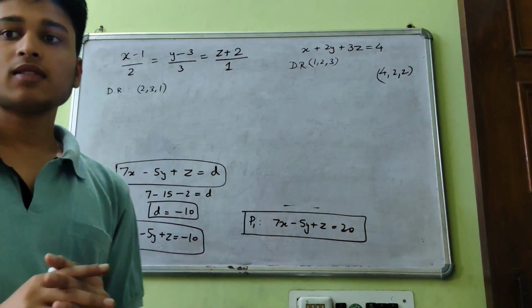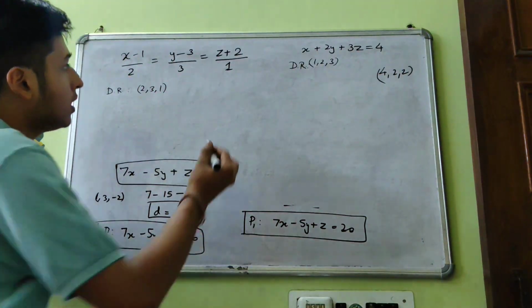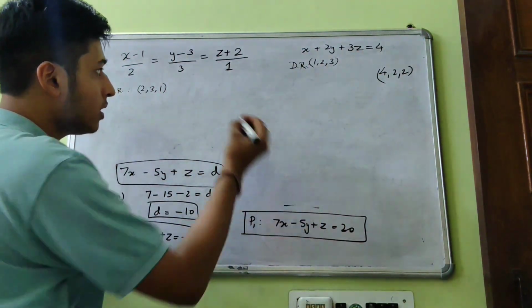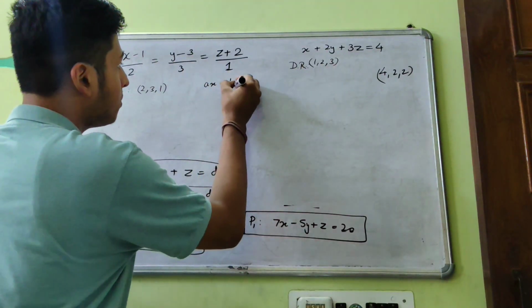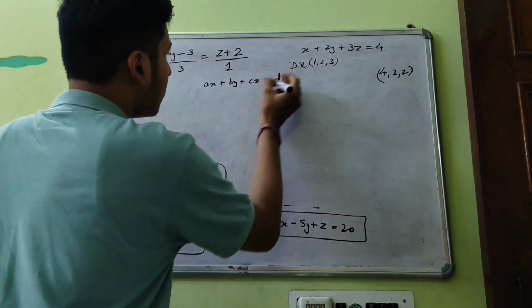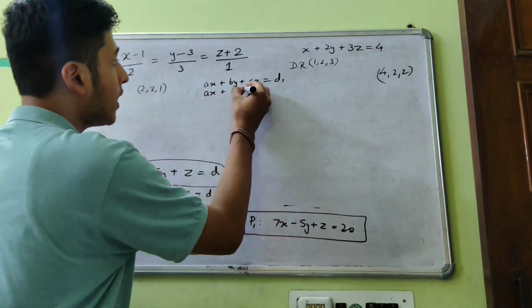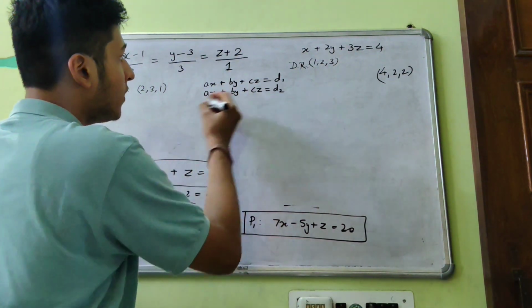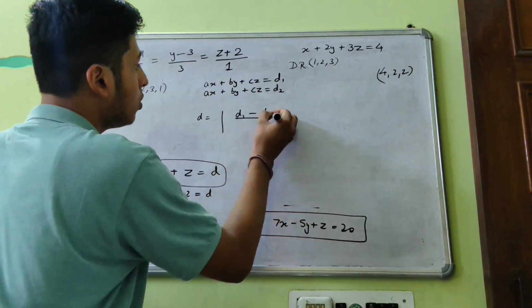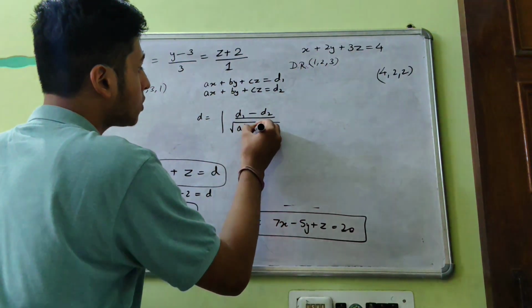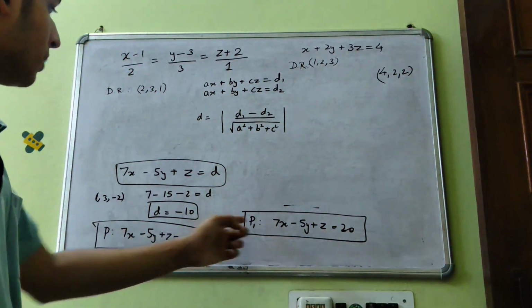Option B is the distance between the planes P and P1 is 30. So we know that for the distance between two parallel planes, let's say the equation of one plane is ax plus by plus cz is d1 and the equation of the other plane is ax plus by plus cz is d2, then the distance between them is given by the magnitude of d1 minus d2 over under root a square plus b square plus c square. So let us apply this formula in this case, P and P1.